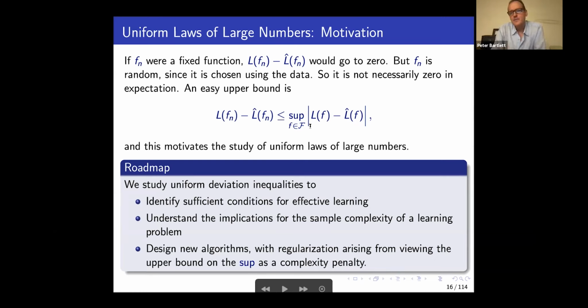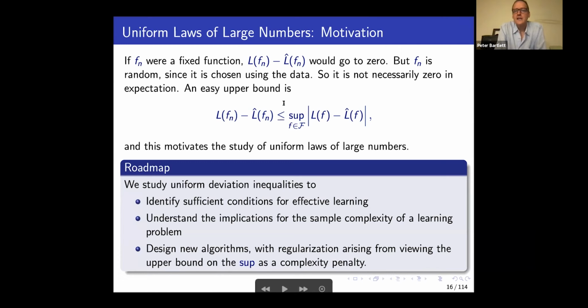Having this quantity on the right-hand side go to zero is stronger than just a law of large numbers. A law of large numbers tells us that for any fixed f, we've got a random variable whose sample average is converging to its expectation. What we need here is a uniform law of large numbers. We need that uniformly across the class, these sample averages are approaching expectations, that the maximal deviation over the class between sample averages and expectations gets small as we see more data.